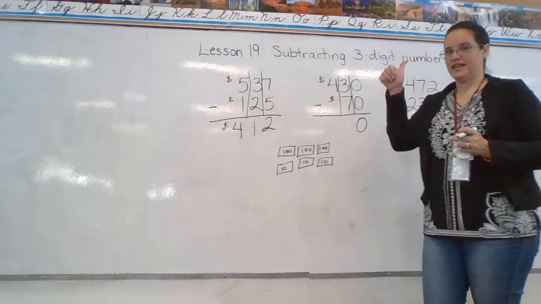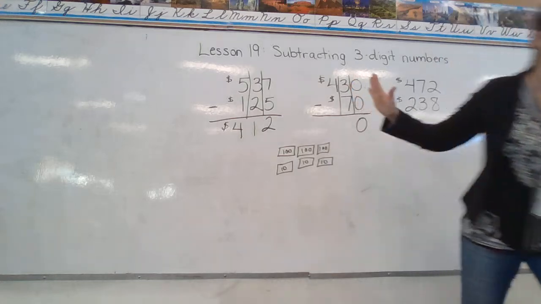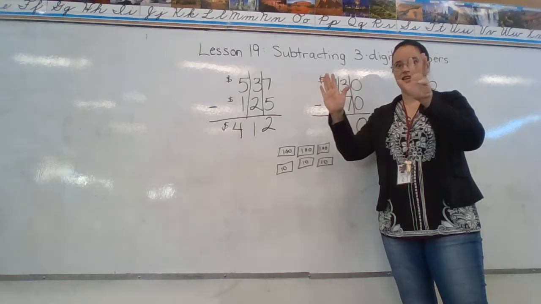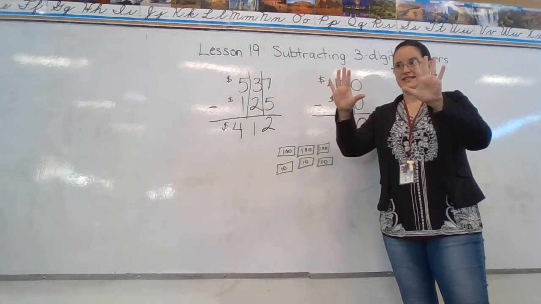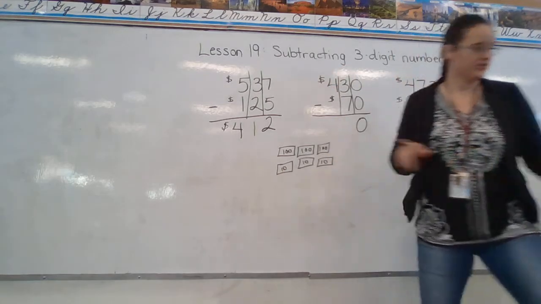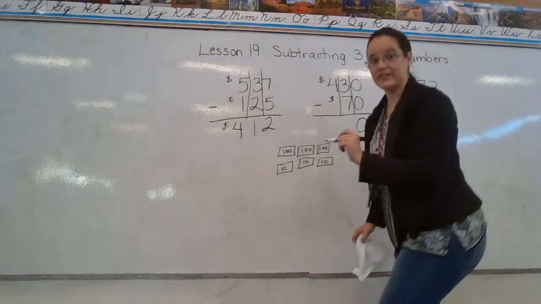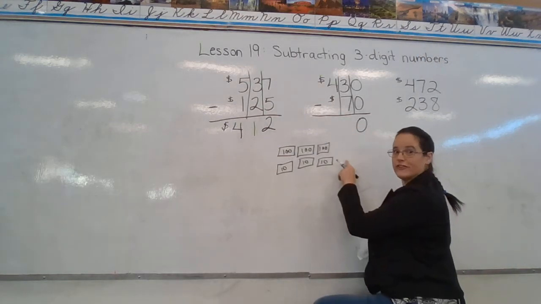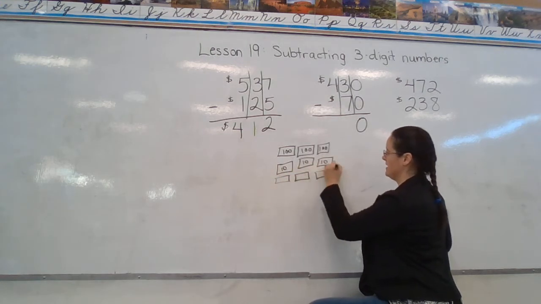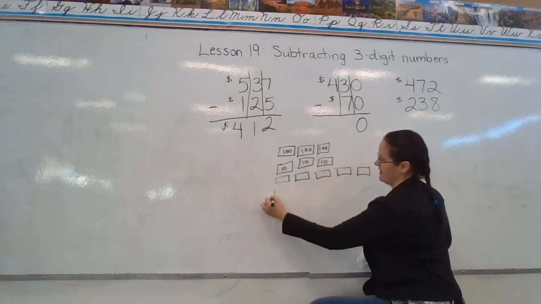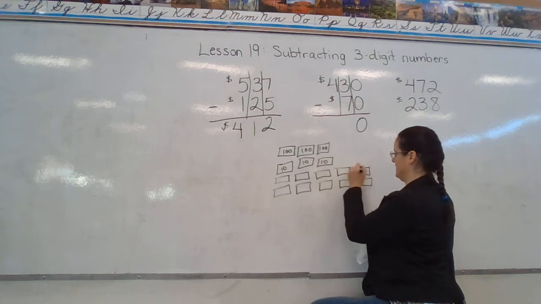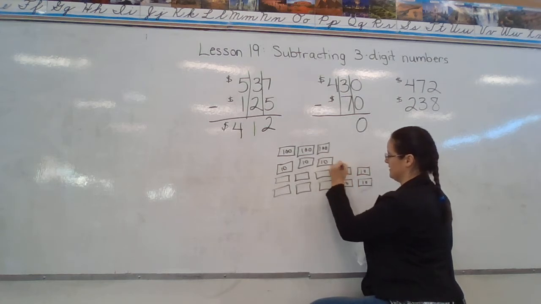Let's count. 10, 20, 30, 40, 50, 60, 70, 80, 90, 100. How many tens? It takes 10 tens to equal 100. So if I take away a $100 bill and I want to make an even trade, I can trade it in for 10 whole tens. So 1, 2, 3, 4, 5, 6, 7, 8, 9, 10. Let's label these all as tens.